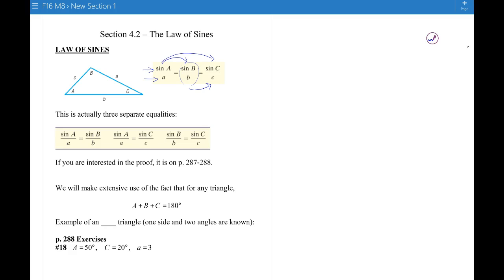So let's look at an example of an SAA triangle. Let's see why we know that's what it is. So I have A is 50. Here's my little chart that I'm going to fill in. A is 50 degrees. Make sure you put every appropriate degree symbol so I can tell whether it's degrees or side lengths. And we have side length A is 3.